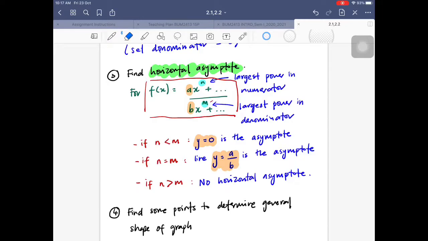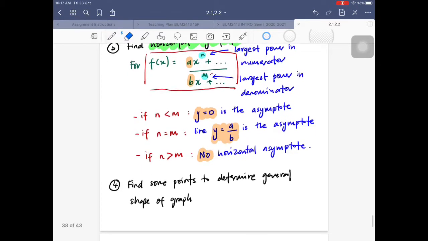And for the third case, if n is greater than m, meaning you have a higher power at the top than the bottom, it's going to be like the example that I've shown you before. Let's say I have x squared plus 1 over x plus 3. My highest power at the top is 2, highest power at the bottom is 1. N is greater than m, so there will be no horizontal asymptote. So you don't have to worry about the horizontal asymptote. All you have to do is find the vertical.